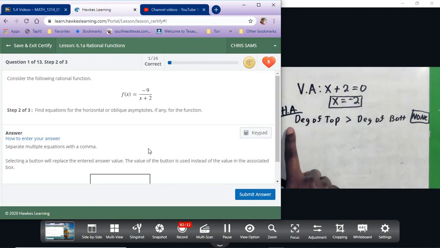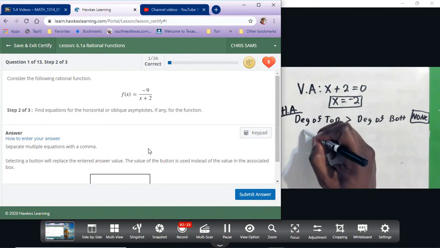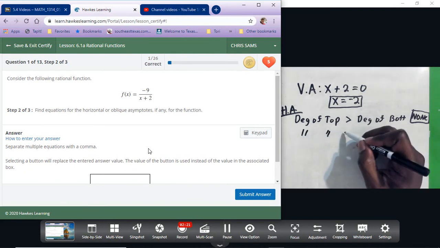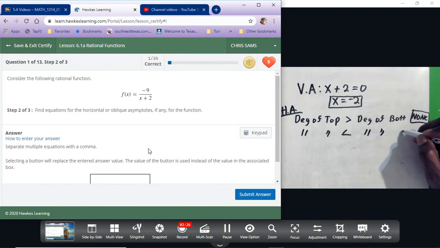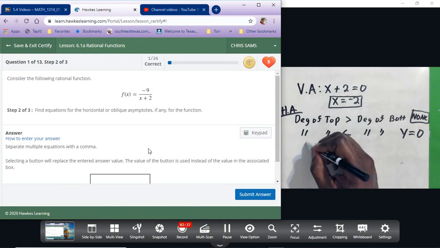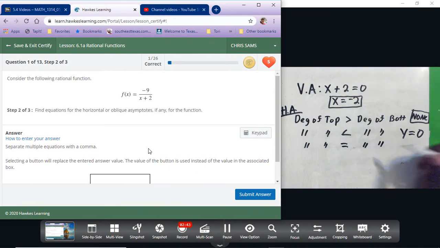So you got 3 scenarios. If the degree of the top is greater than the degree of the bottom, you have none. So we're going to keep this going. Degree of top is less than the degree of the bottom. Your horizontal asymptote is y equals 0. Top bigger, there's none. The bottom bigger, it's 0. Now if the degree of the top is equal to the degree on the bottom, your horizontal asymptote will be the ratio y equals a over b.